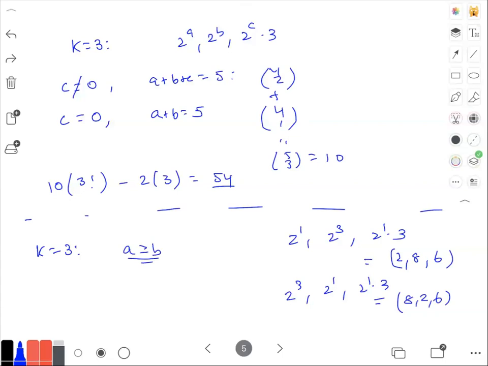So let's go ahead and do that. So again, it's 2 to the power of a, 2 to the power of b, 2 to the power of c times 3. Let's proceed with our usual casework. Suppose that c were not equal to 0. Then we have a plus b plus c equals 5. Now there's 4 choose 2 ways to normally do this.